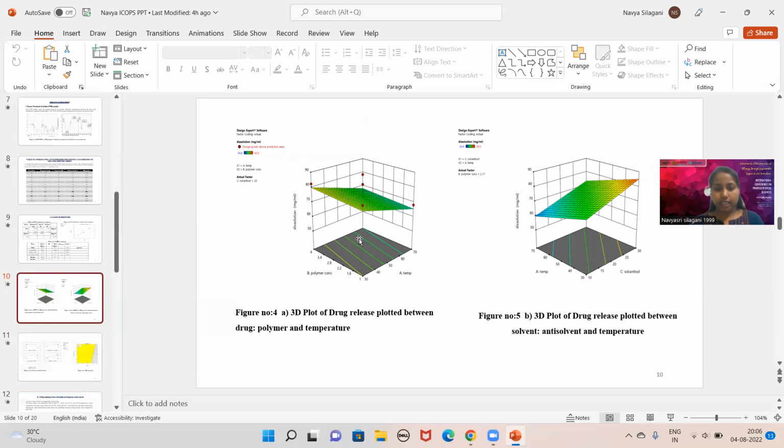Coming to this, it is a three-dimensional plot of drug release plotted between the drug to polymer ratio and temperature, and that is the 3D plot of drug release plotted between the solvent and anti-solvent and temperature. Here in this image we observe that blue color was minimum drug release. As the drug release increases gradually, the color shifts from blue to red. And here as the ratio of solvent and anti-solvent increases, the dissolution also increases, which is indicated by the red color, and the dissolution decreases as the temperature increases, which was indicated by the blue color.